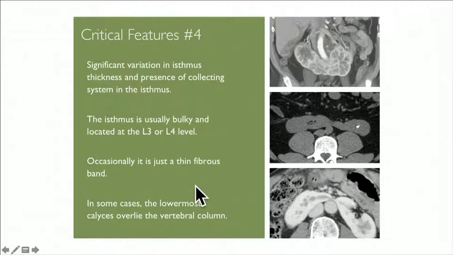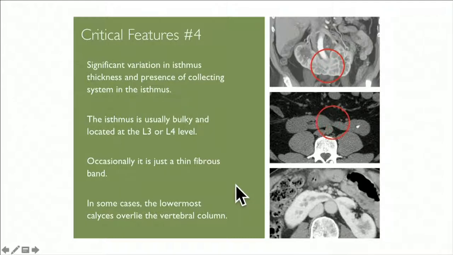Our fourth critical feature is that there's a lot of variability in the size of the isthmus, and whether or not there's collecting system within the isthmus, which is a critical element. The isthmus is usually fairly bulky and down at the L3 or L4 level, but that's not always the case. Occasionally it can be a thin fibrous band like it is in this picture.